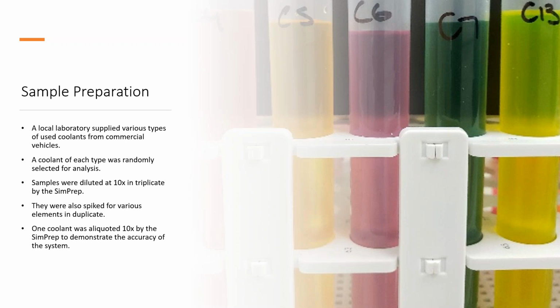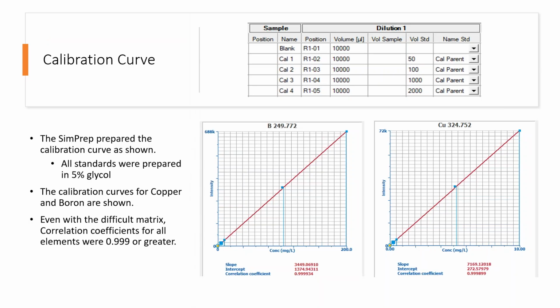So now we'll start to look at some of that data. Before we can analyze, obviously we need to calibrate. So the ICP was calibrated using a blank and 4 standards. These were prepared by the SimPrep in 5% glycol. And we're able to get excellent recoveries. The calibration curves here for copper and boron are shown. And then up above, you can see the actual screenshot from the SimPrep software.